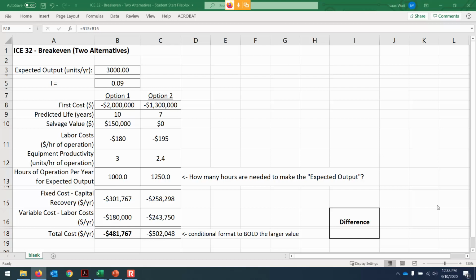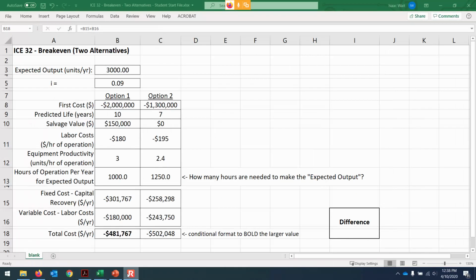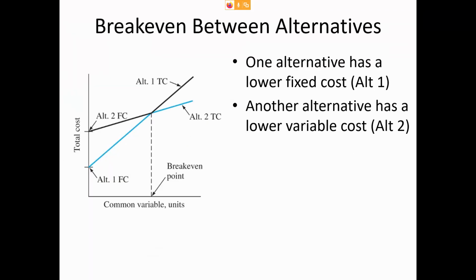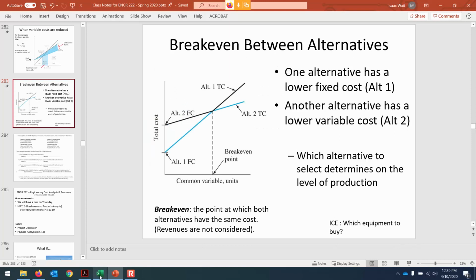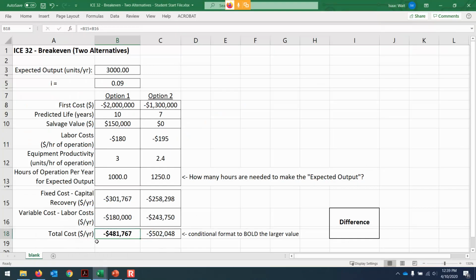Let's look at the last part of this in-class exercise. All right, so it says, using goal-seek, what is the expected output that makes the two options equally expensive? So what we're looking for is we want to solve for the break-even point between alternatives. So what is the balancing point at which the two units are equally effective in terms of minimizing cost?